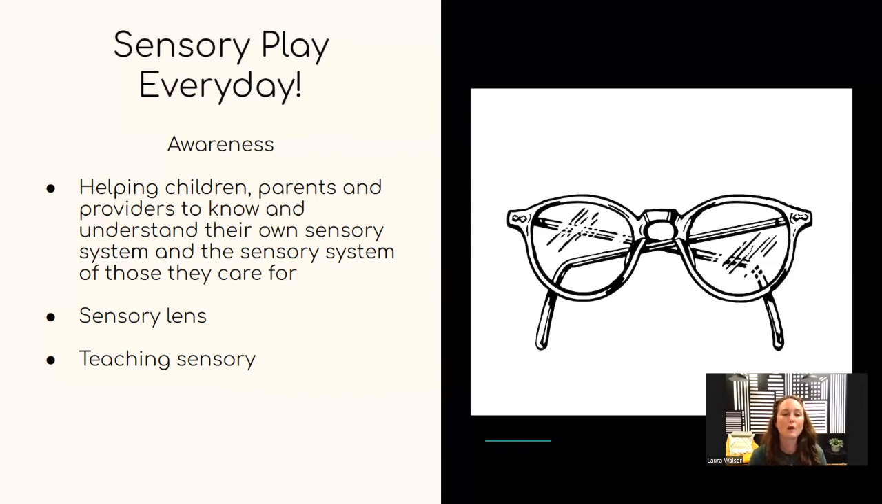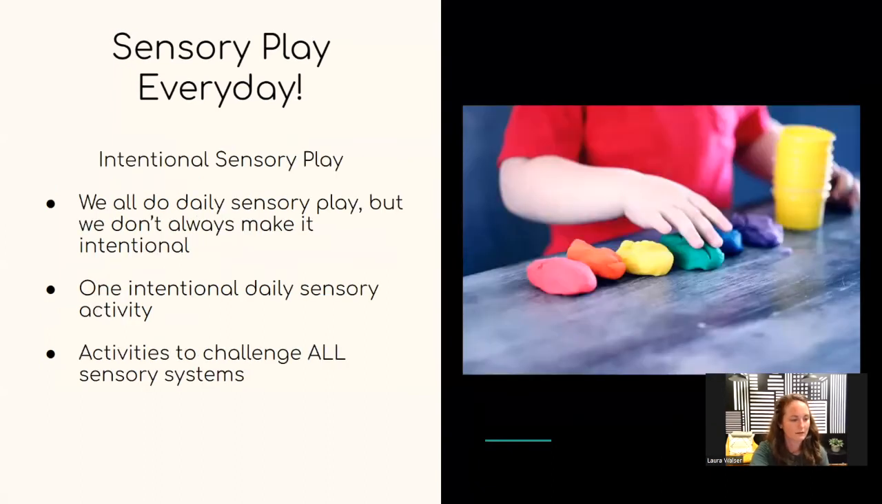So the more awareness that we have of our own sensory needs and then our children's sensory needs, the more we can help to really create that strong foundation that we talked about a while back when we think about that hierarchy. All right, so now we're going to move to intentional sensory play.